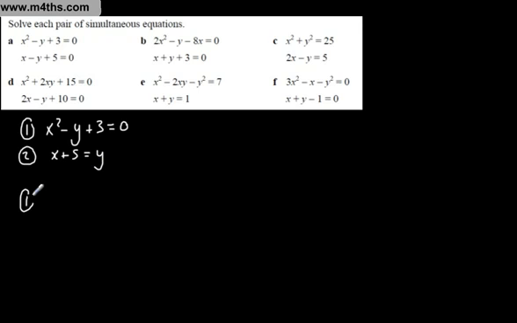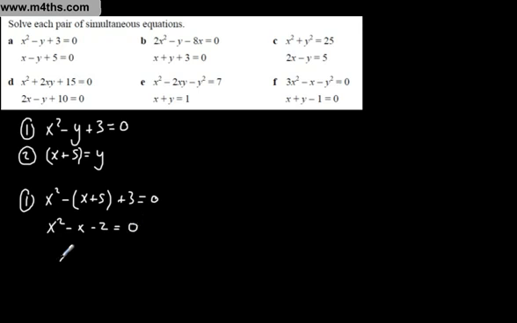So equation 1, we've got x squared minus y. Well, y is this total quantity here, so I can write in minus (x plus 5), and then we've got now plus 3, and that's equal to 0. So I get x squared minus x minus 5, so be careful with that, minus 5 plus 3, which is going to give me x squared minus x minus 2 is equal to 0.